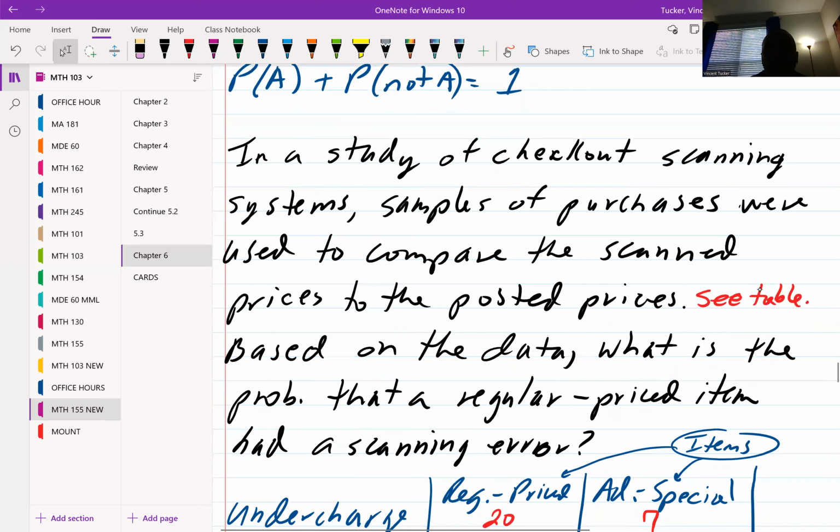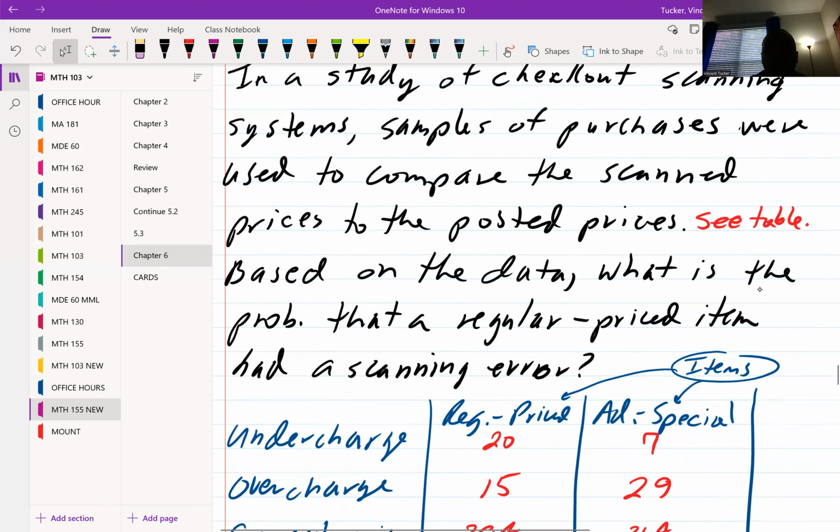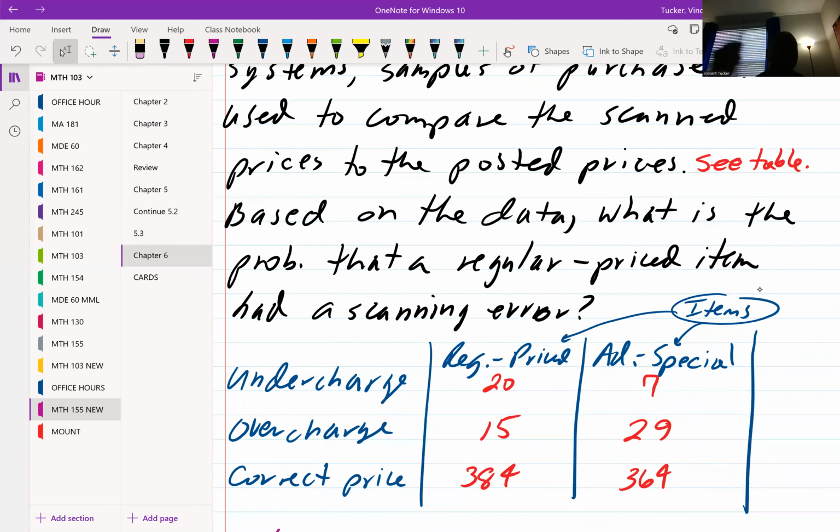Very good. Scrolling up. This is the chart, the table. You have undercharge, overcharge, correct price. Then up top, you have regular price items, advertised special items. You got 2015, 384, 729, 364.